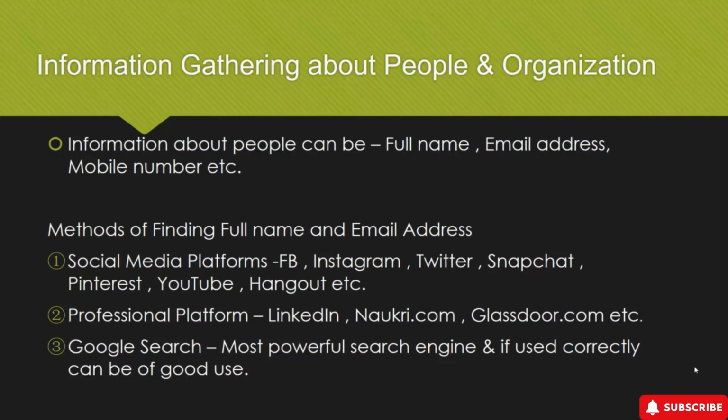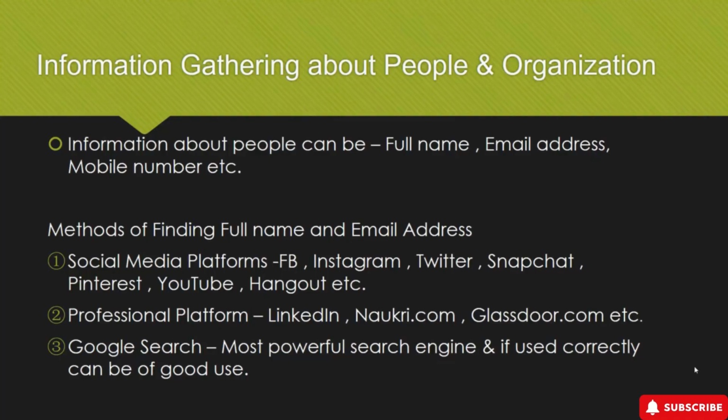Now in this tutorial, we will talk about how to gather information about people and organization. Information about people can be their full name, their email address, their residential address, their mobile phone number, etc. and many more things. So what are the methods of finding full name and email address?